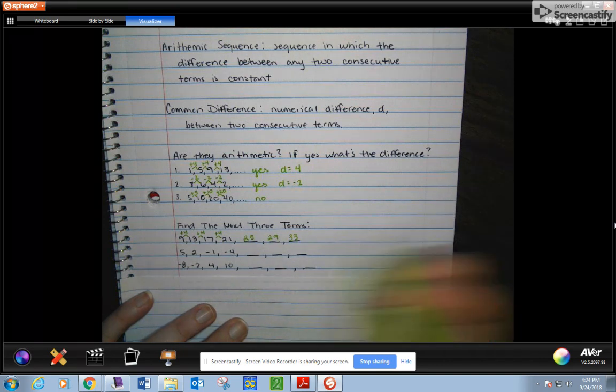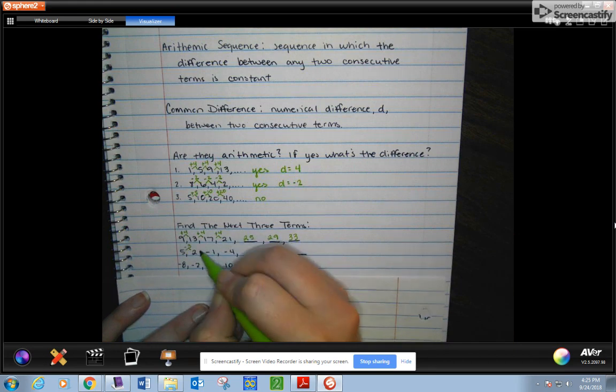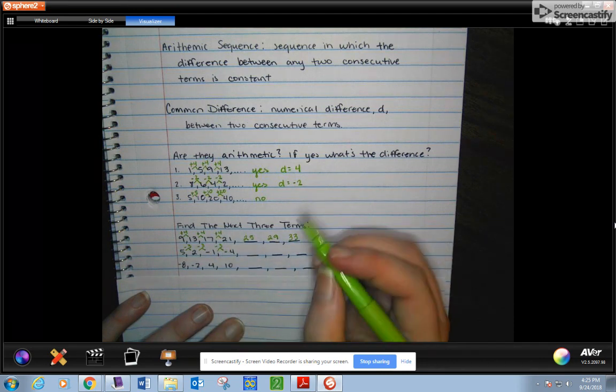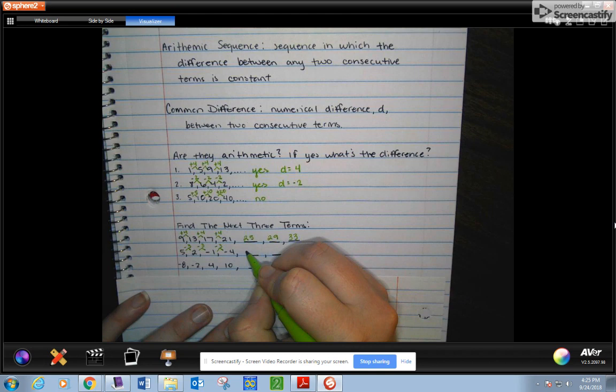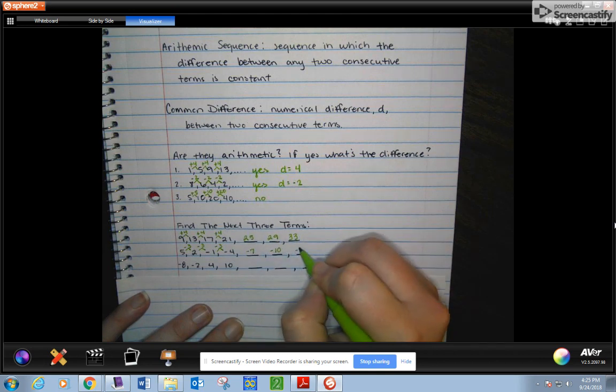For the second one, 5 to 2, we are taking away 3. 2 to -1, we're taking away 3. -1 to -4, we're taking away 3. Be careful as you take away now. Since you're taking away 3, we're going to get down to -7, -10, and -13.